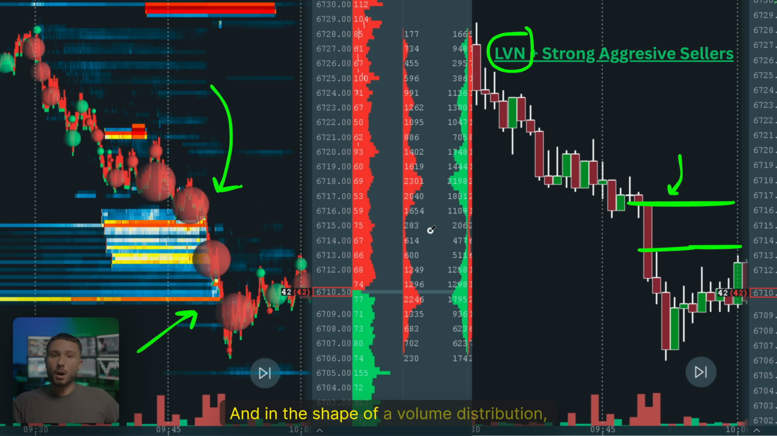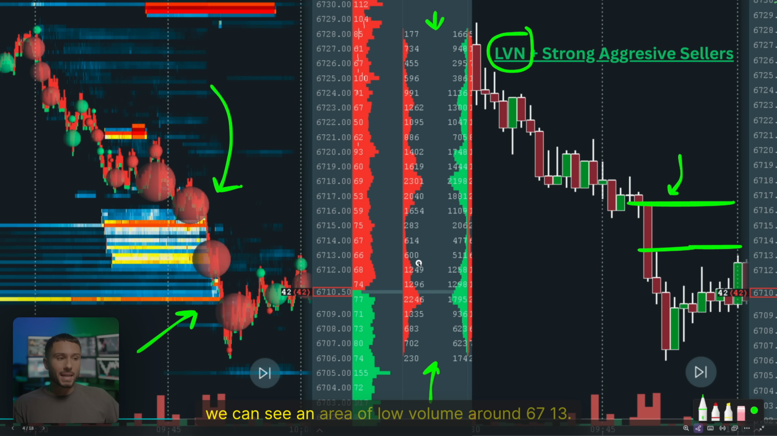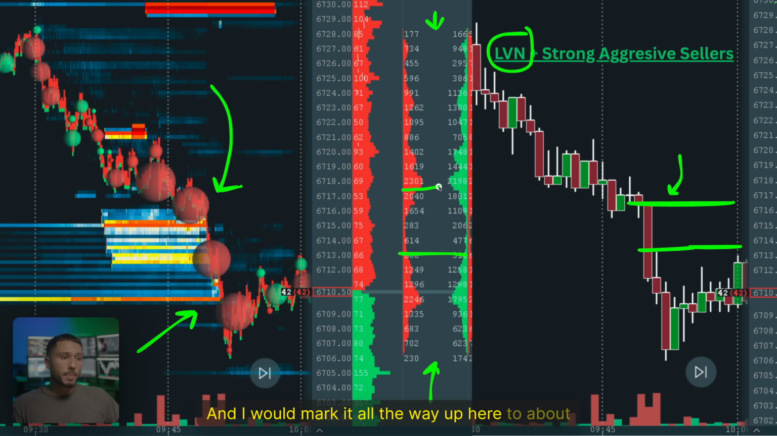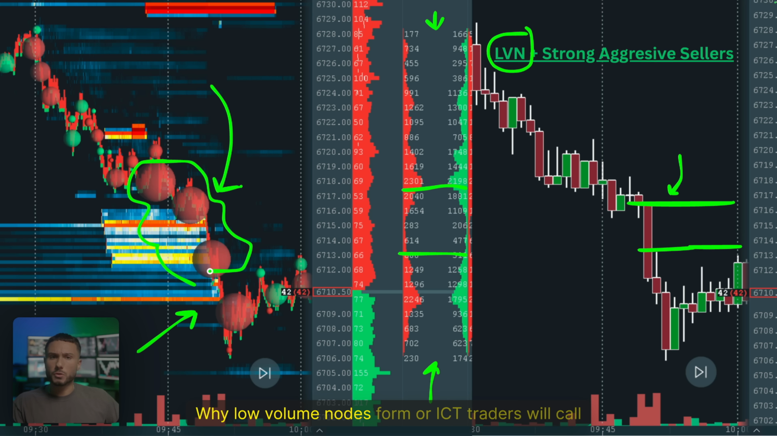And in the shape of a volume distribution, which is this volume profile right here, we can see an area of low volume around 67.13. And I would mark it all the way up here to about 17 to the 18s, which also aligns perfectly and validates what I just said about all the aggressive selling coming into the market. Why low volume nodes form, or ICT traders will call it fair value gaps, why they form is because of how aggressive the selling volume is coming into the market, leaving a low volume node. And we can validate this by all the aggressive trades hitting the bid, denoted by the red bubbles to the downside.